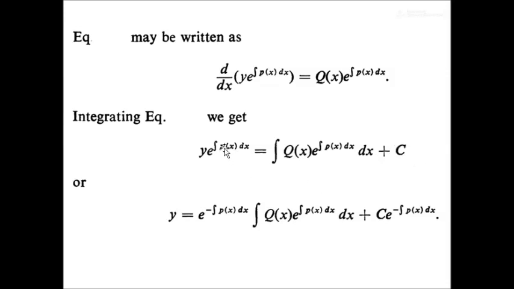Now just transfer this term from the left hand side to the right hand side by putting a minus sign here. So y will be e to the power minus integration p(x) dx into integration of this. So you can get the desired solution by taking an integrating factor of the differential equation.